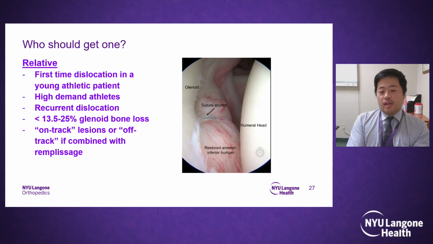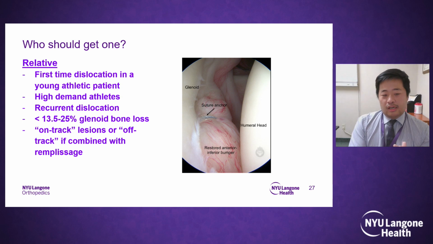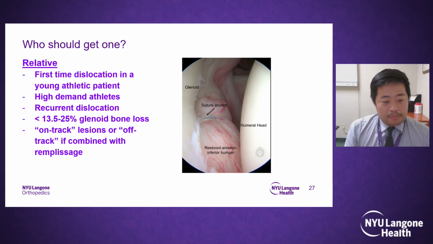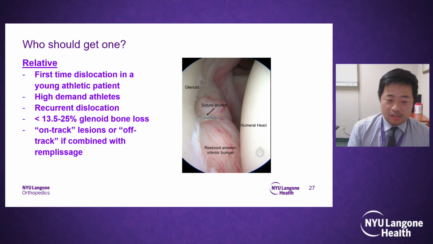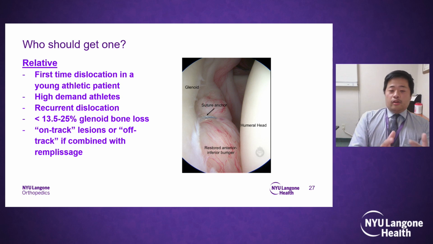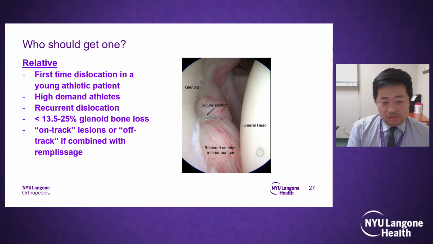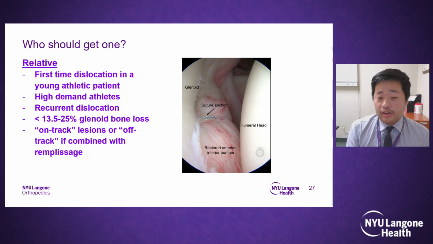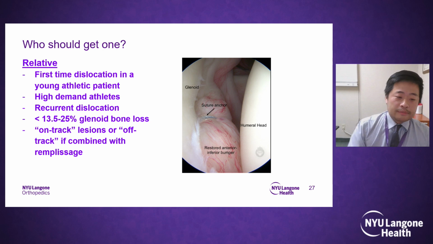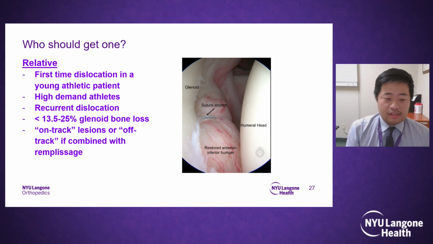Now, who should get a Bankart? I think this is actually really nuanced. There's no absolute indication for a Bankart repair. I have a very hard time telling patients, you have to have this done. It really is relative. And I think some of the people where I might guide the discussion in that direction is the first-time dislocator who's a very athletic patient who's going to be putting their shoulder to the very limits of stability. Same thing with high-demand athletes.